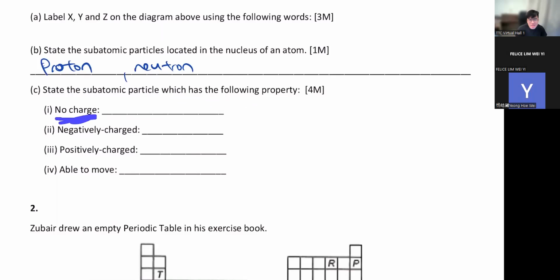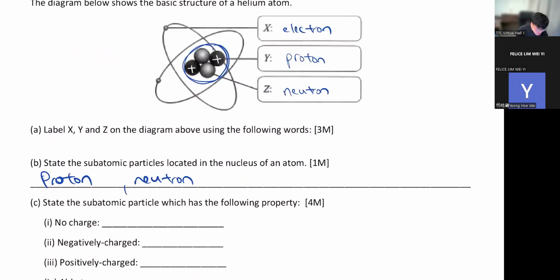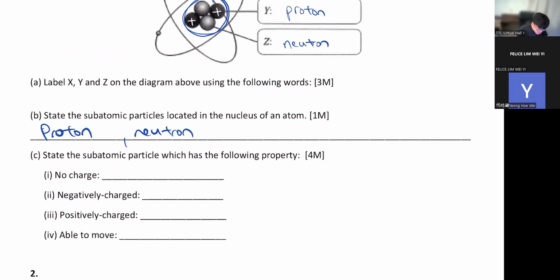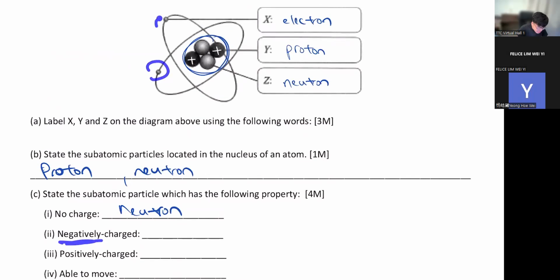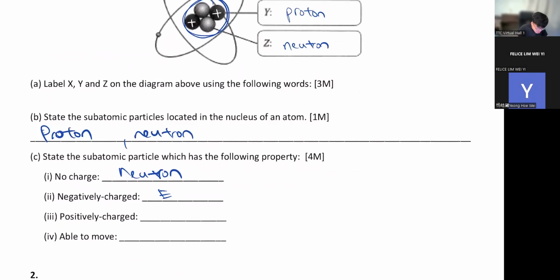So C, state the subatomic particle which has the following property. No charge. Who has no charge? The one without charge is the neutron. So who is negative? Negative is the small one. This is called electron.